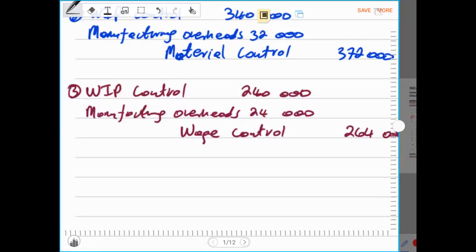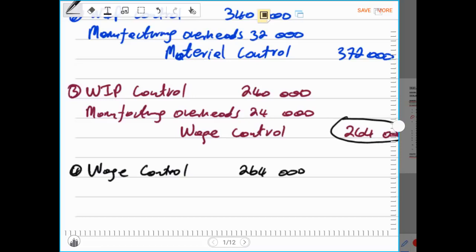So now we go to entry number 4, and remember we had our wage control that was recorded here on the credit side. Now we are paying all of that amount. Therefore we have to debit our wage control. We debit our wage control by 264,000 rands. Remember, 264,000 rands is inclusive of the deductions.